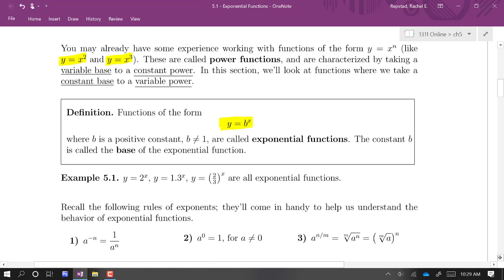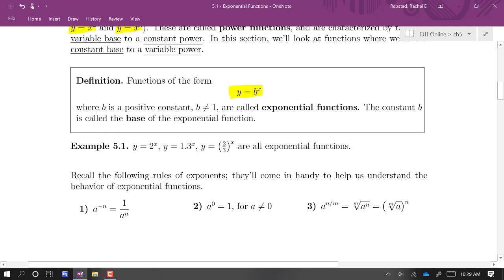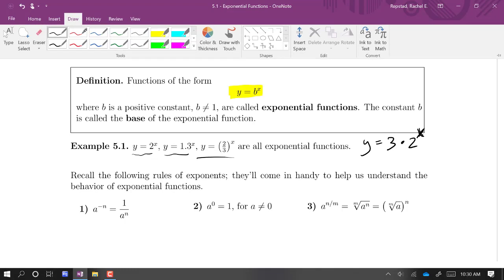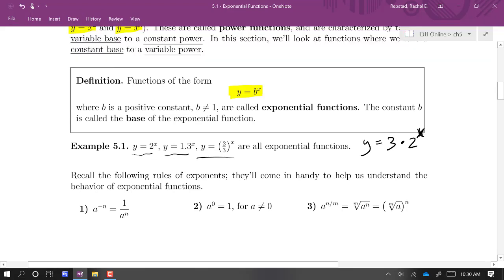So, for example, here's a list of some exponential functions. 2 to the x is an exponential function. 1.3 to the x, 2/3 to the x, those are all exponential functions. In fact, I'm going to add one more. Those are all written in that form of a positive base to a variable power. But I could have something like 3 times 2 to the x. And that's also exponential. It has this part here that's important for being exponential: it involves some constant raised to a variable power.